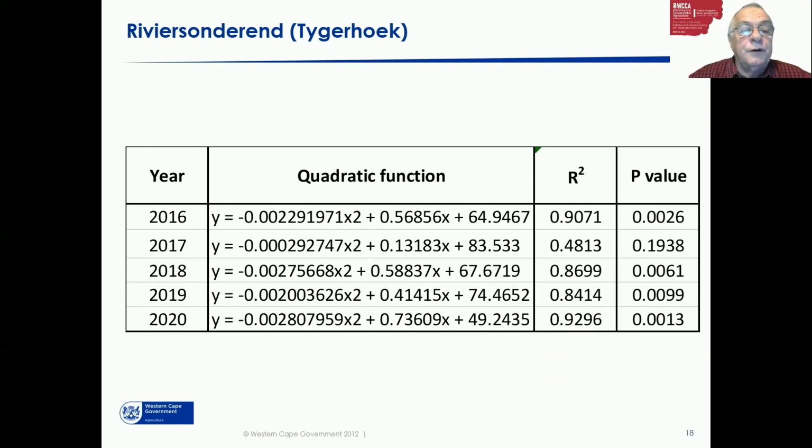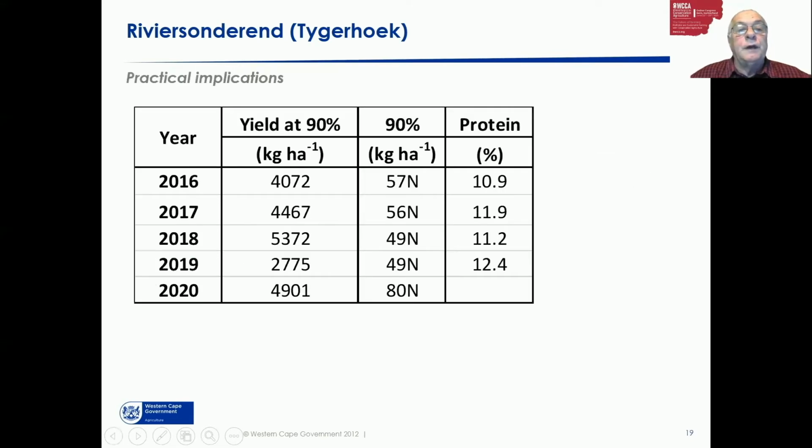So we've got the functions here then for the different years, 2016 to 2020. When you look at the R-squared values, they are quite nice fittings, except for 2017, which was not that good. And all p-values were significant except for 2017. So we get to the practical implications of these quadratic functions, and that is where we get to the actual recommendations or the guidelines. So for 2016, as an example, with the application of 57 kilograms of nitrogen, we actually achieved, according to that quadratic function, over 4 tons per hectare, at a protein of 10.9%.